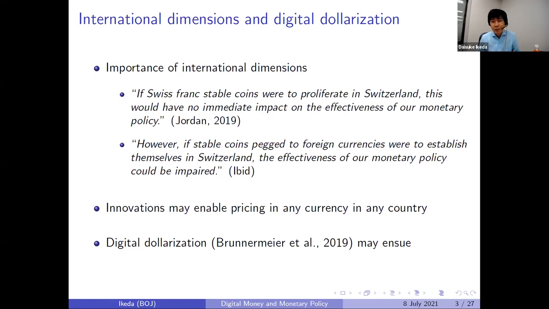So in this paper, I imagine a situation in which firms and households set prices in units of any currency in any country without incurring any costs. So this is a possible future economy. And in such an economy, firms may start using a digital money pegged to a foreign currency as an invoice currency in the home country. This situation is called digital dollarization.